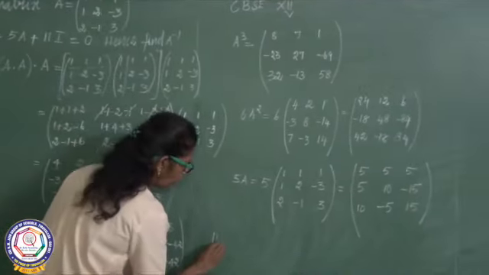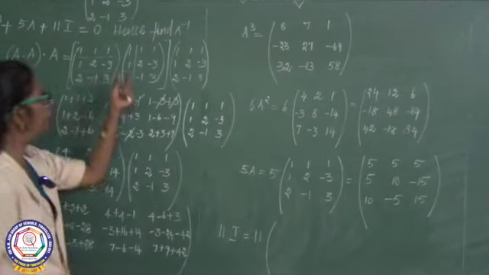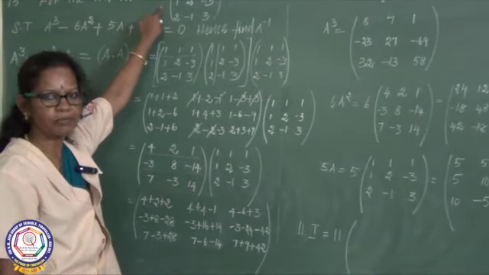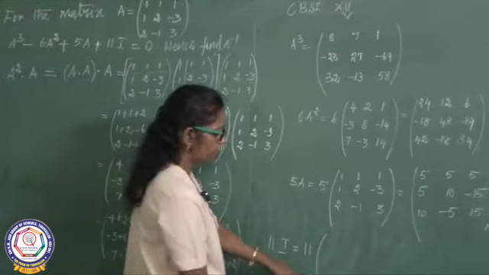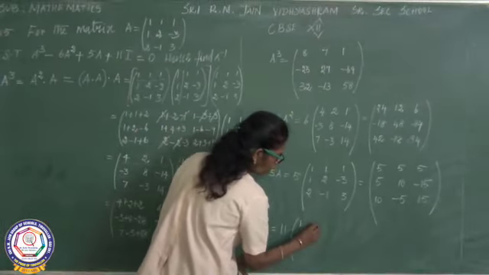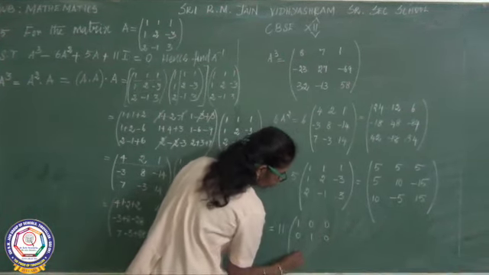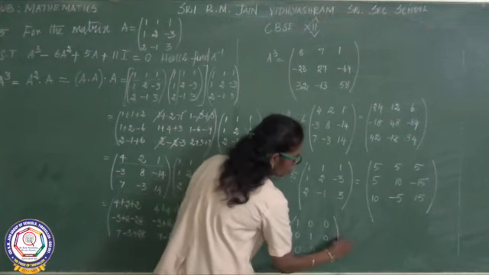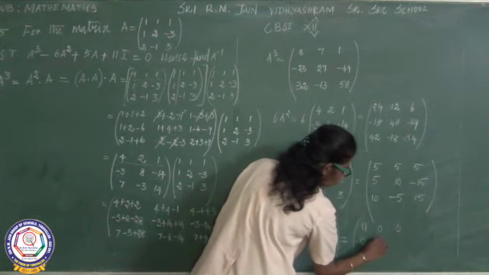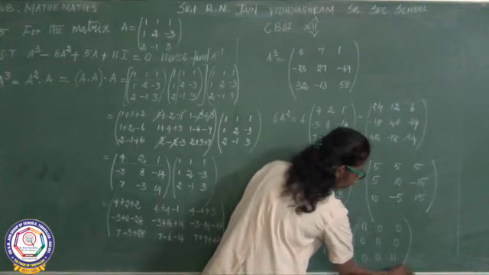11 I equals 11 into the identity matrix, depending on the given matrix. Here the given matrix is 3 by 3, so your identity is also 3 by 3. I told you the main diagonal entries alone are 1, the rest of the entries are 0. So you get it as 11, 0, 0, 0, 11, 0, 0, 0, 11.